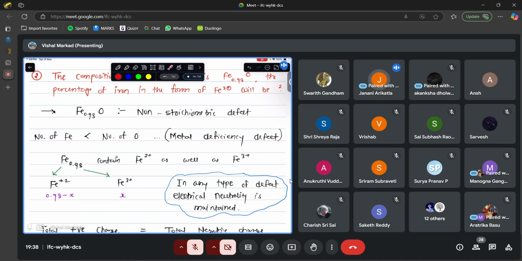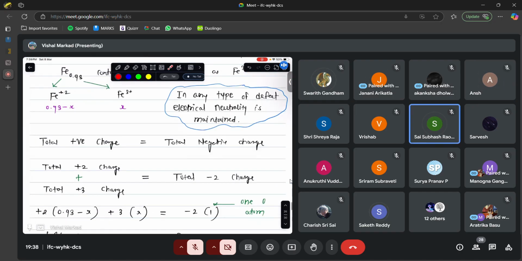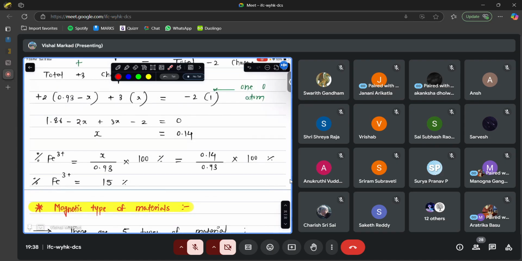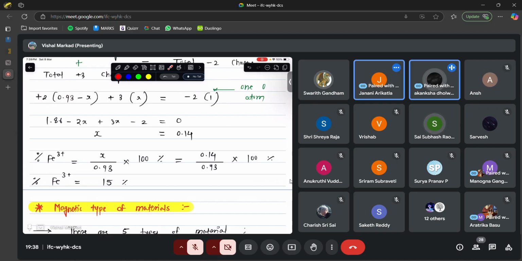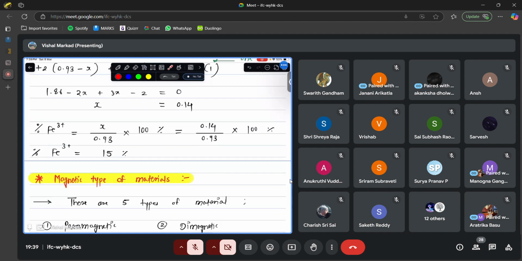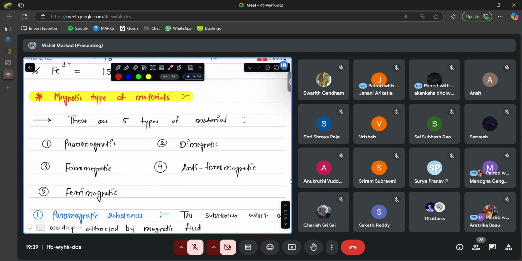Are you understanding? Yes, sir. So we get the X atoms. Total is 0.93. X divided by 0.93 into 100 gives the percentage of Fe3+. Do you understand this? Yes, sir. Clear this question? This is there for IPA. Then the next type, I think you might have studied this one.